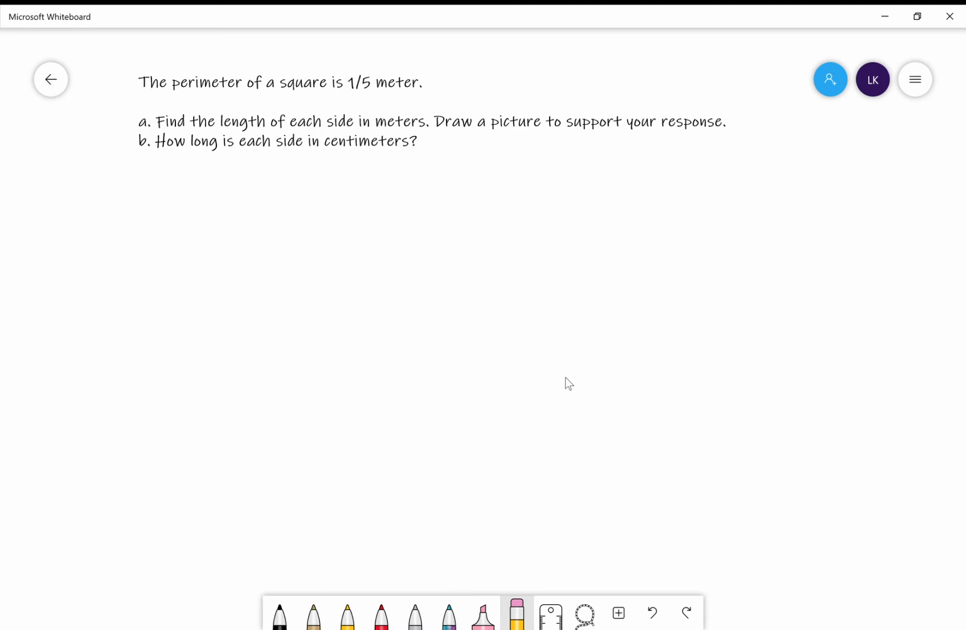Let's take a look. The perimeter of a square is 1/5 meter. Find the length of each side in meters. I'm going to underline that. Each side in meters. Draw a picture to support your response. And how long is each side in centimeters?